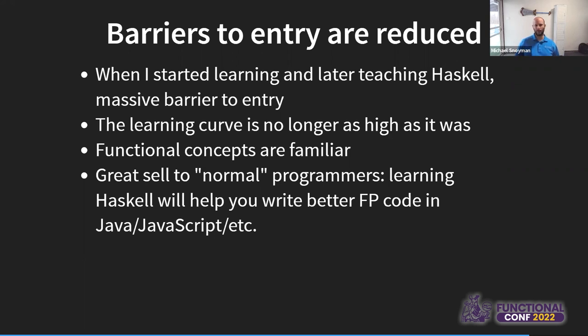Another thing that we can go ahead and take advantage of is that functional programming languages are a great sell to normal programmers. If you are out there writing day-to-day JavaScript code, you may end up being a better JavaScript developer if you learn functional programming languages. You can take those concepts and bring them back and write better JavaScript code as a result.